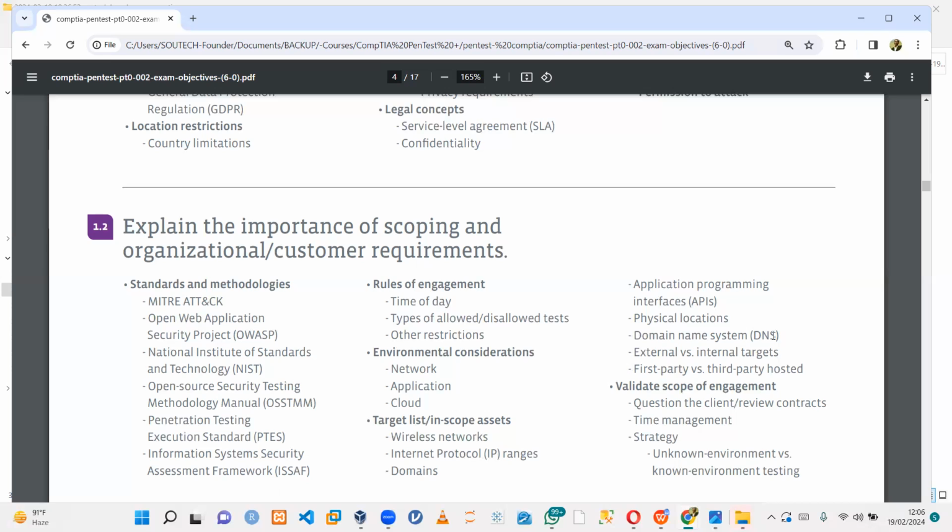So there must be a target list and scope of assets. Then validate the scope of engagement. Now, the thing is that even when you have a written document to tell all of these things, it needs to be validated. So this is a concept from project management. In project management, we talk about scope creep.